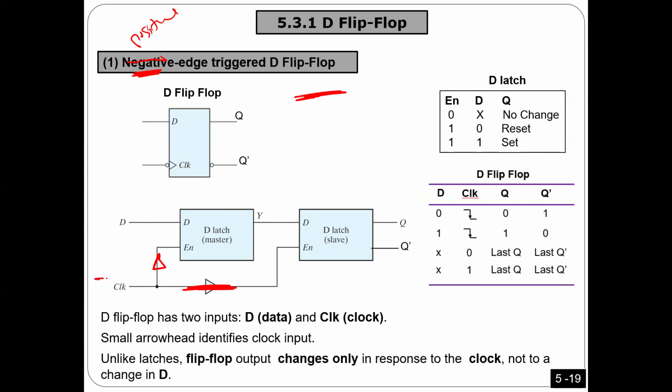So what happens here? Number one, if you have here, for example, 0, or 1, or make it 0, okay?